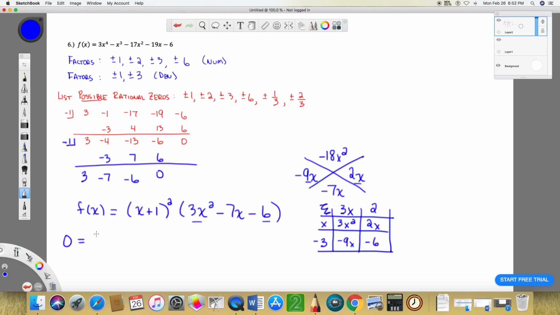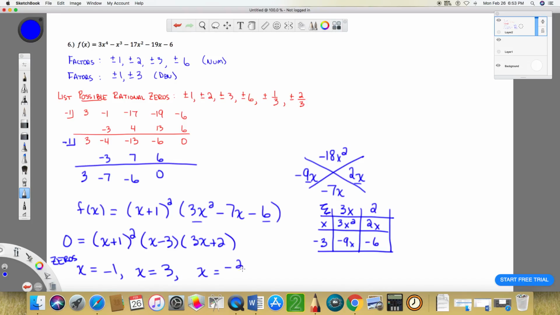So this factors to x minus 3 times 3x plus 2. So that's going to give us zeros of -1, +3, and -2/3. And even though the degree was 4, because that multiplicity was 2, look at the multiplicities, 2 plus 1 plus 1. Hey, we know we've found all 4 of them.